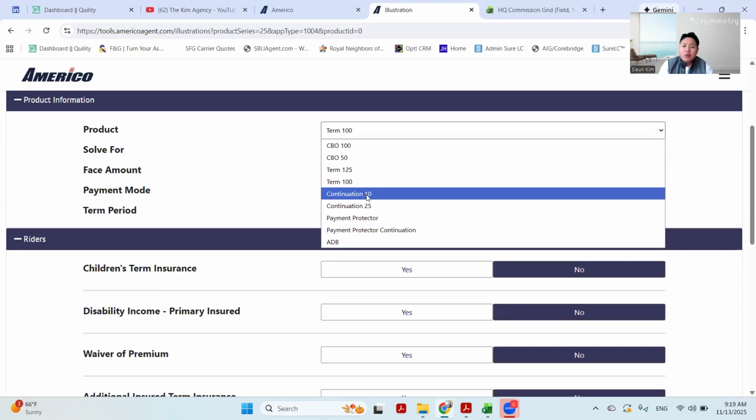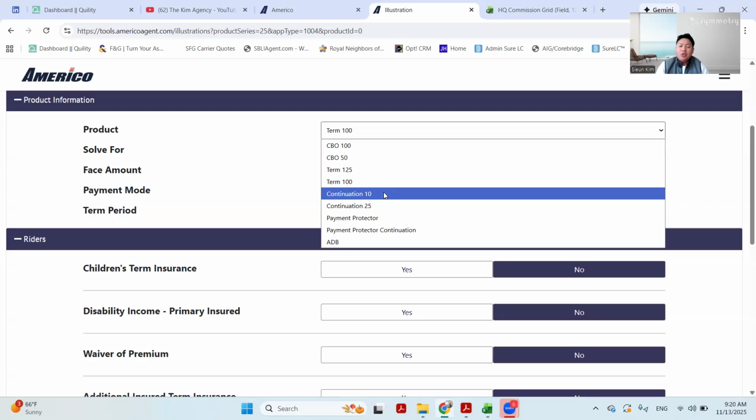So the continuation, what it does is if you were to get the continuation added to your term, then after the term falls off completely, the client can keep 10% of the death benefit and continue to pay the premium. So that's another great option if a client is worried about, oh, I'm 40 years old and by 70, if I don't die, I am out of insurance. But if you have the continuation, and let's just say the coverage was for 400,000 for a term, the client will keep 10% of that, 40,000, and continue to just pay that as a whole life policy.